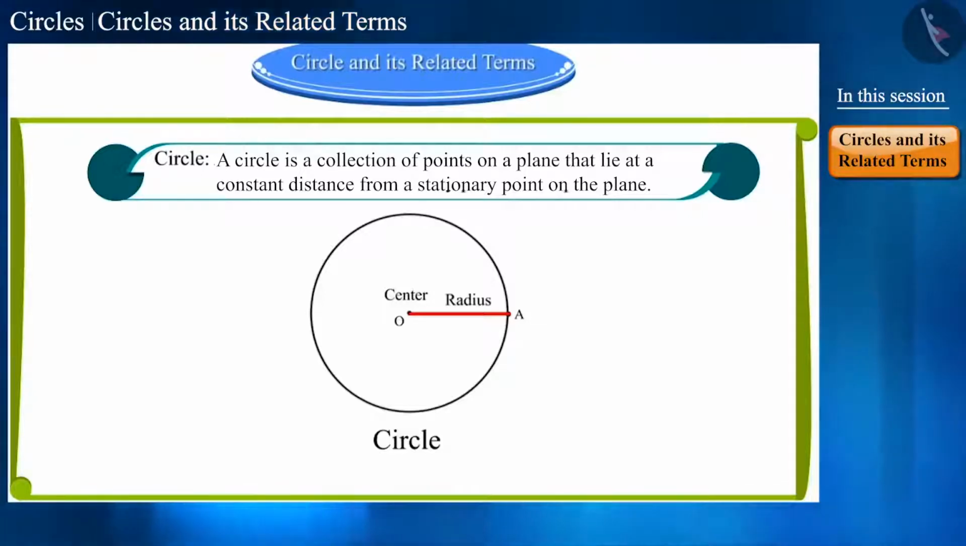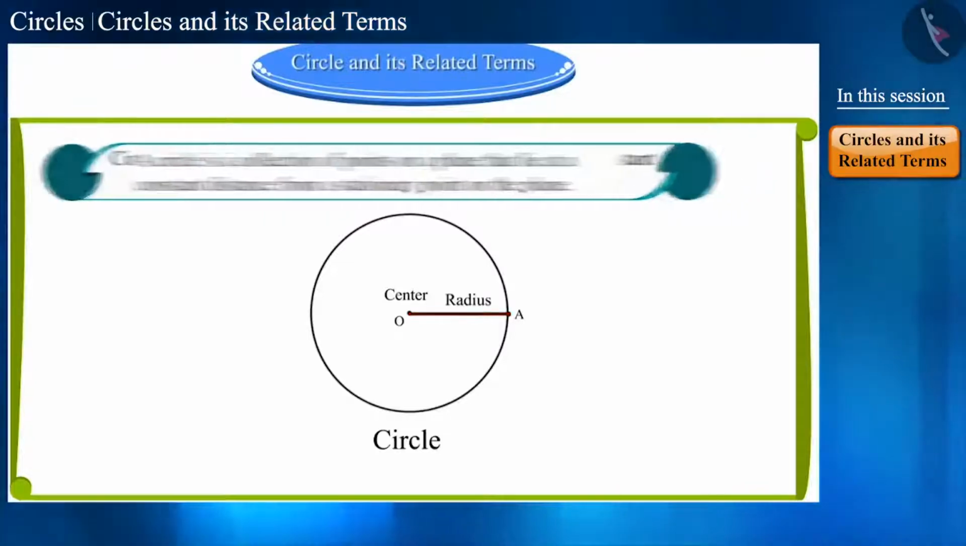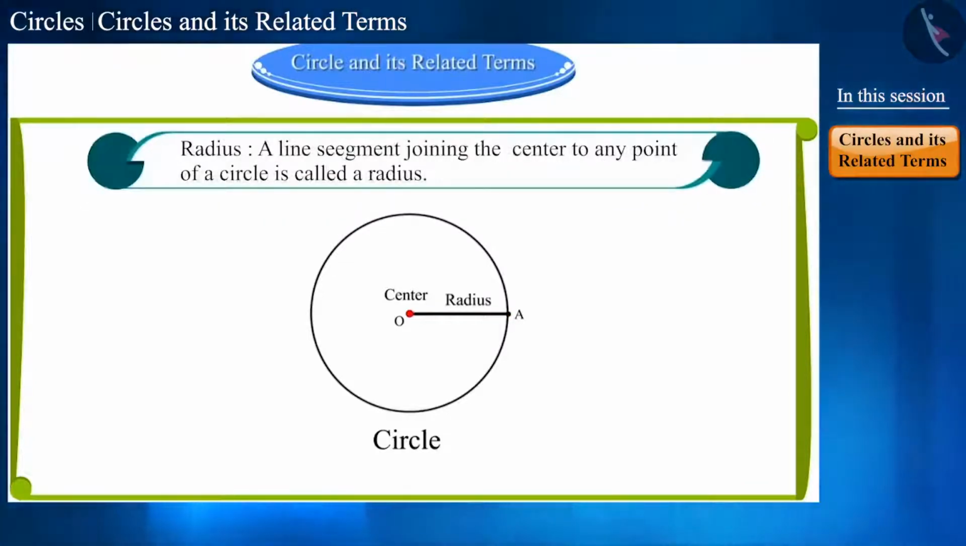Line segment OA is the radius of this circle. We also define it as the line segment joining the center to any point of the circle is called the radius. Friends, radius is used in two ways. First, as a line segment, such as the line segment OA here, and second, as the length of the line segment OA.